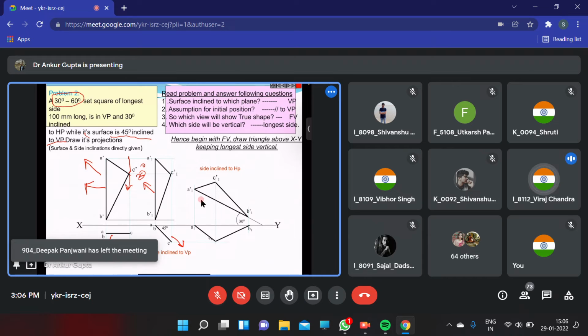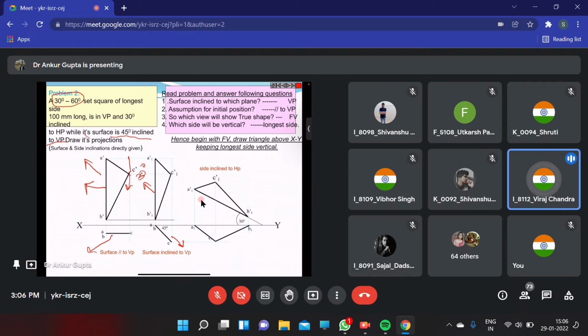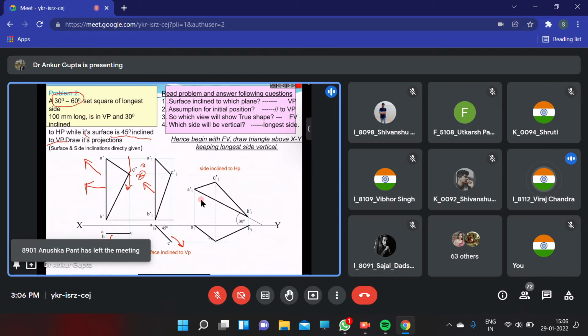First, we made it inclined to VP, 45 degrees, and we got a final shape which is inclined to VP. And now, sir, we have rotated that shape by 30 degrees and we have reproduced the top view. This is what we have done. So we are noting down the dimensions.